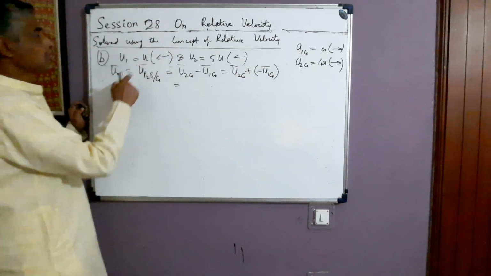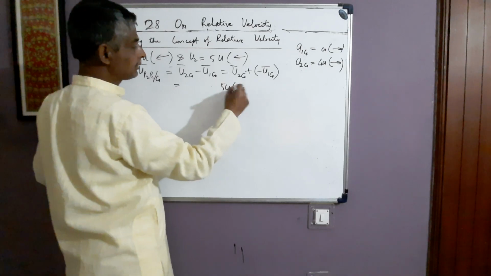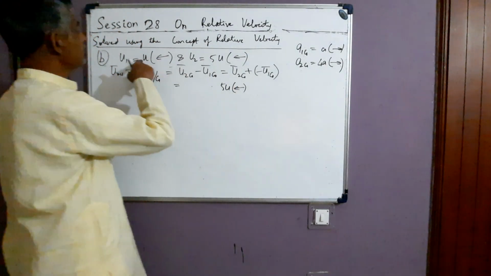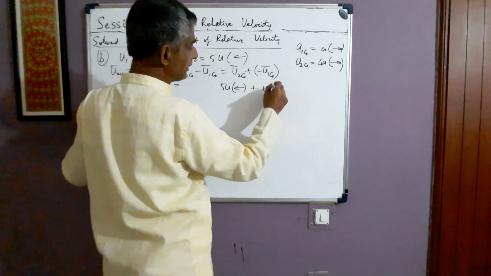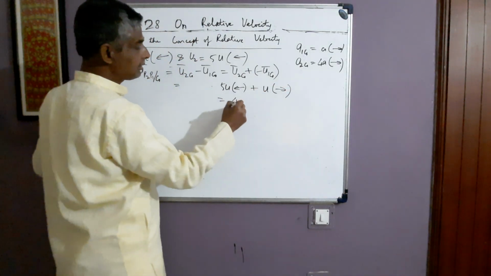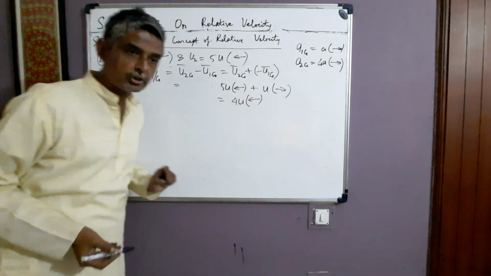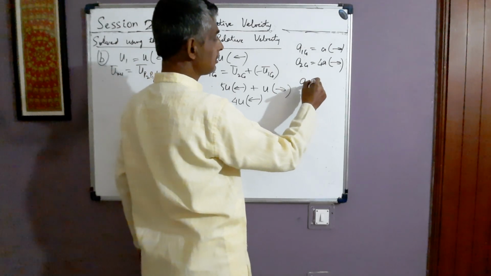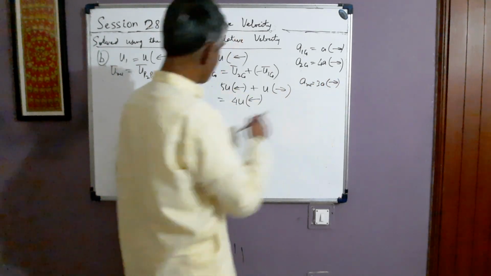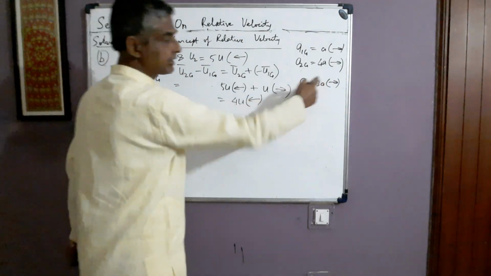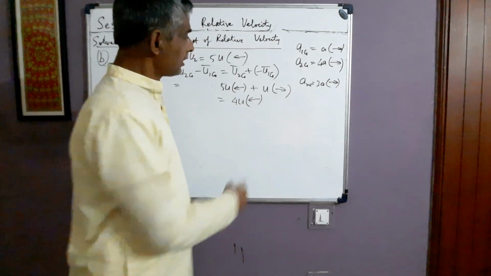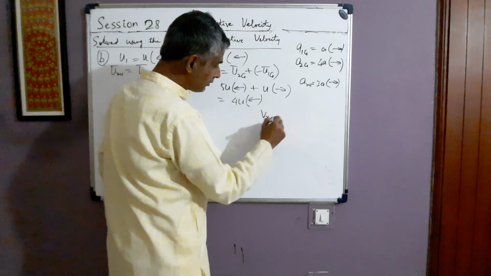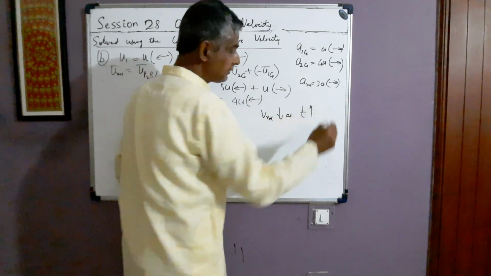Now U2G is how much? U2G is equal to 5U leftward. And how much is U1G? U1G is U leftward. So minus U1G will be U rightward. So plus U rightward. The vector sum of these two will just be 4U leftward from the rule of vector addition. So in this case also, what do we see? A relative is 3A rightward, and U relative is 4U leftward. They are in opposite directions. This means as time advances, relative speed between P2 and P1 will go on decreasing.